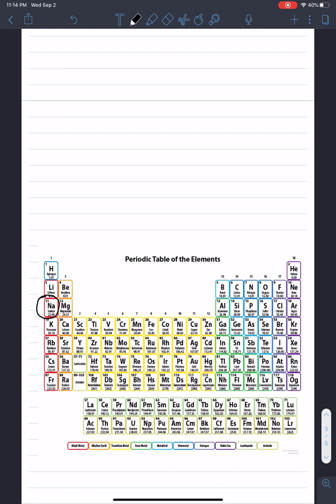Okay, do you see that? It is 11 for sodium, 12 for magnesium, 13 for aluminum. So it changes, and it changes the element. So you can't change your number of protons and have the same element. The same element always has the same number of protons.